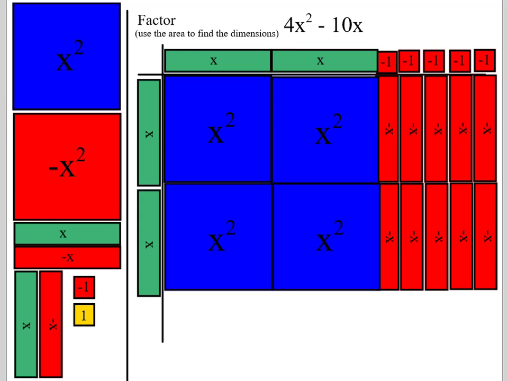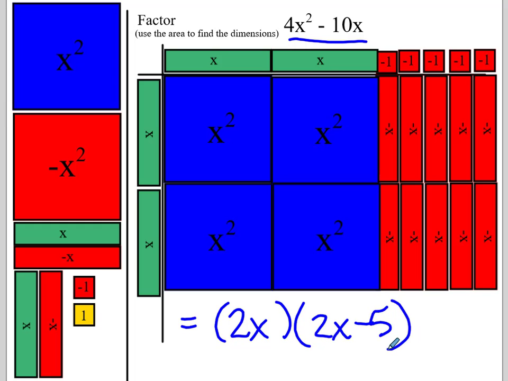Okay, now in the interest of speed, I've already filled this one in on both the area and dimensions, so we can have a quick look. If I want to create this area right here, my dimensions would be 2x on the side, and then 2x minus 5 on the top. Okay, and if we did a quick distributive property, we could see 2x times 2x is the 4x squared, 2x times negative 5 is the negative 10x.